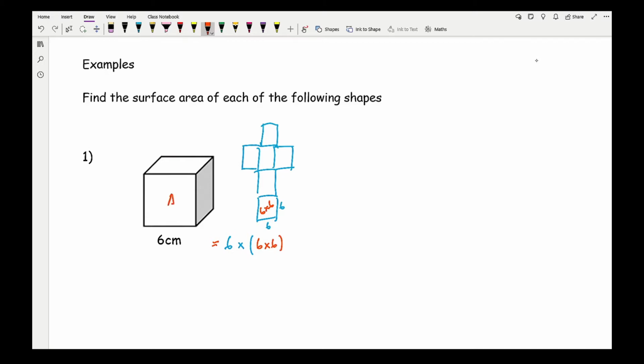If I call this A, then I'm going to have 6 lots of A, and if A equals 6 times 6, then A is going to equal 36. So then what I've got is 6 times 36, and if I type that into my calculator, I get 216, meaning that the surface area for this shape is 216. Then just checking the units, which is centimeters squared, and there is my final answer.